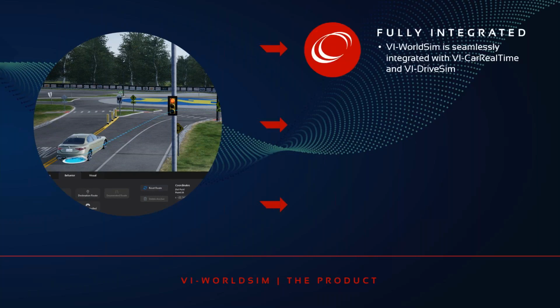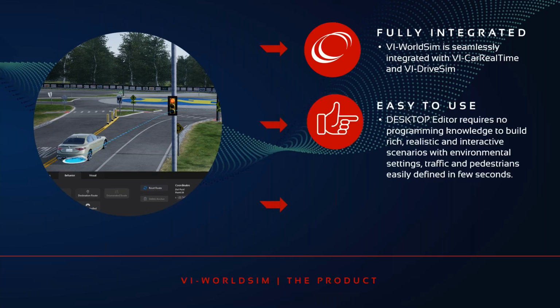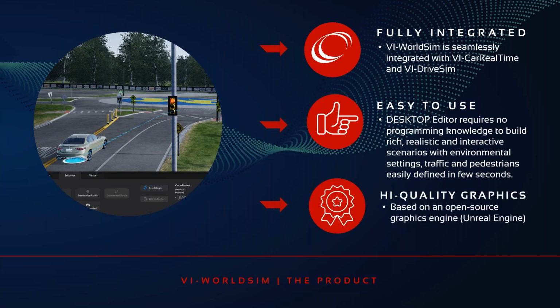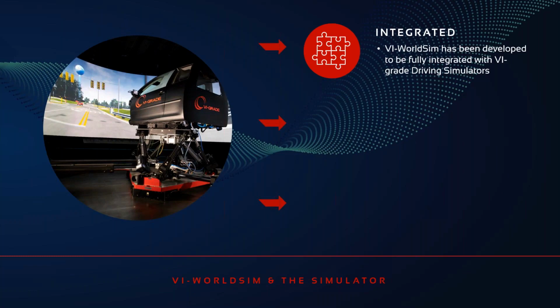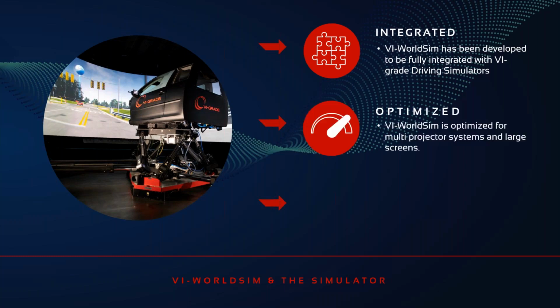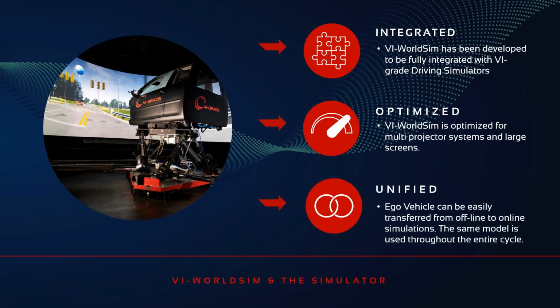VI-WorldSim is fully integrated with VI-grade's existing technology for both offline and online simulations. It's easy to use thanks to its desktop editor, and it's equipped with high-quality graphics based on the Unreal Graphics engine. VI-WorldSim also has been optimized for use in conjunction with driving simulators. It's integrated with all VI-grade simulators, from a desktop up through the large dynamic simulator, driver and motion simulators of any size. It's optimized for multiple projector systems with large screens, and it's unified for seamless transfer of vehicle models from offline to online activities.